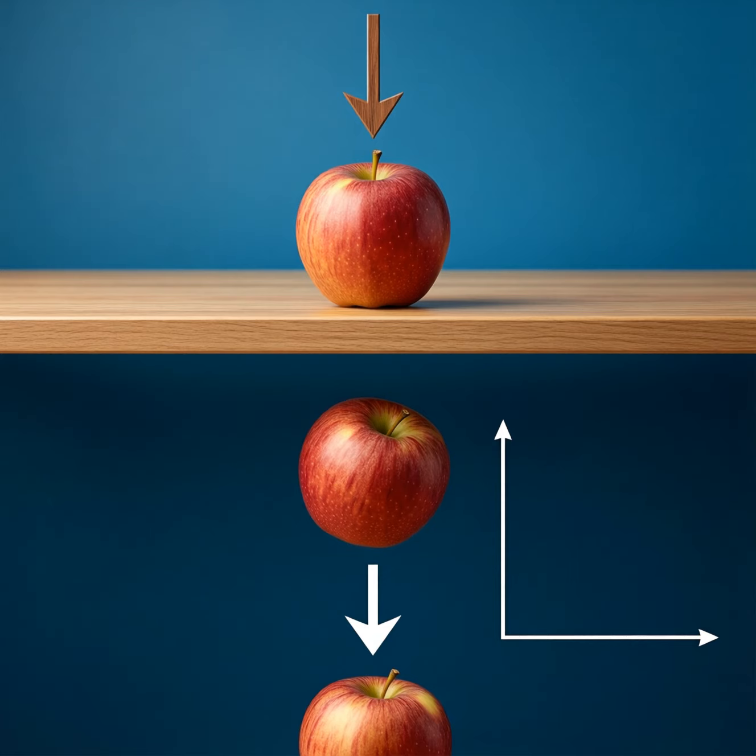Newton's second law states that the force on an object equals its mass times acceleration. F equals m a. Near Earth's surface, the only significant external force is gravity pulling toward the planet's center.